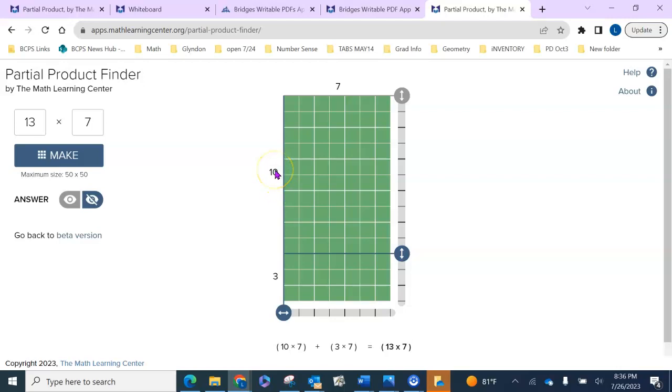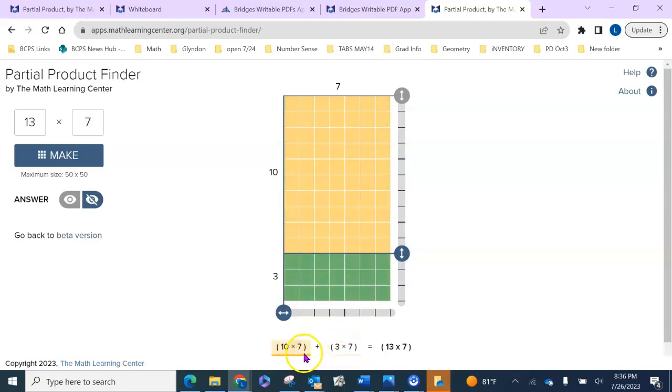So if I break 13 into 10 and 3, we can see that my total area doesn't change. But now I can see that the top section is a 10 by 7 array, and the bottom section is a 3 by 7 array. And that is represented on the bottom as my equations. I have 10 times 7. If I highlight it in the equation, it highlights it in the array, and vice versa. 3 by 7, if I highlight it in the array, it highlights it in the equation. And that's the same thing as 13 times 7.